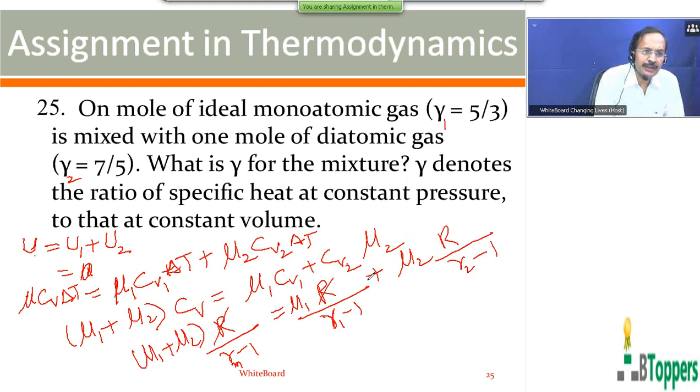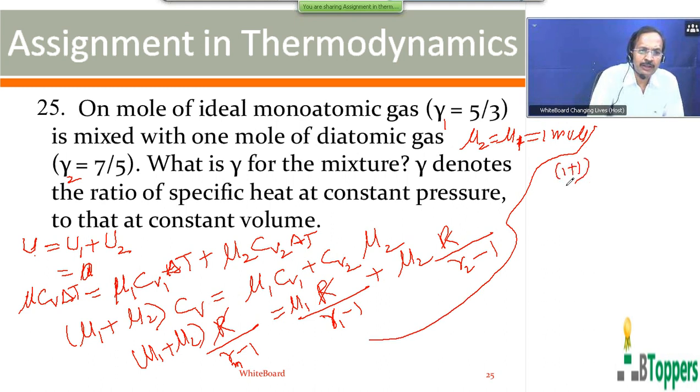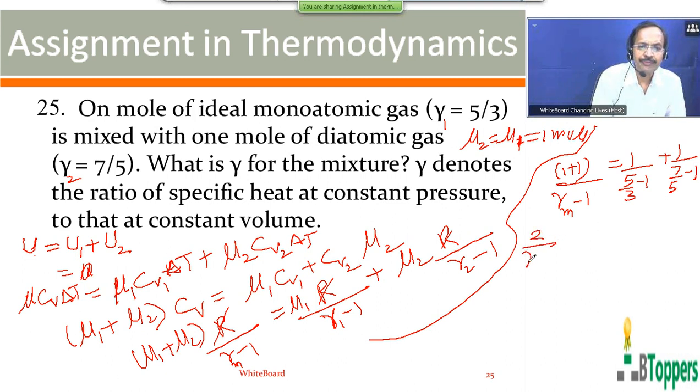So R is a common factor, gets cancelled. Here the number of moles for the first gas is 1, the second gas also 1. So mu2 and mu1 are both equal, each equal to 1 mole. You can substitute that on the left hand side to complete the calculation. mu1 equal to 1 mole, mu2 equal to 1 mole. R is a common factor, gets cancelled, and we get gamma for the mixture minus 1. 1 by gamma 1 minus 1, where gamma 1 is 5 by 2, and gamma 2 is 7 by 5. Those who want to copy the working, please take a pause and copy the working.